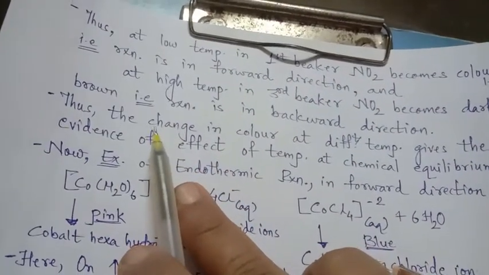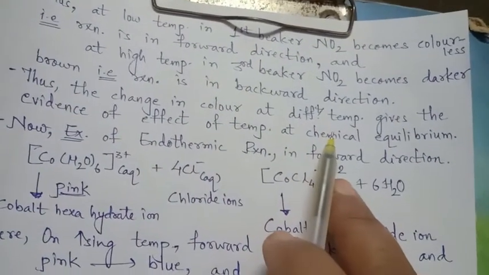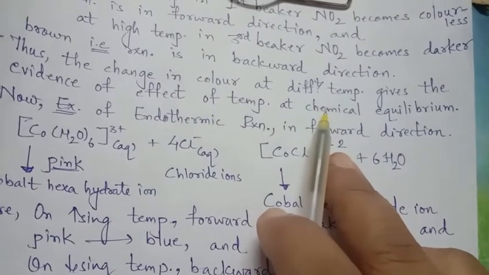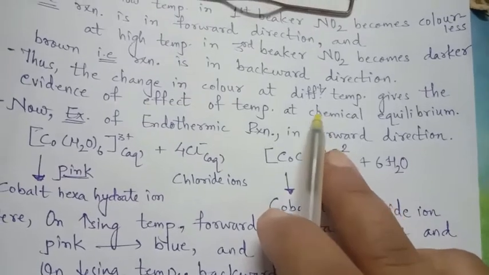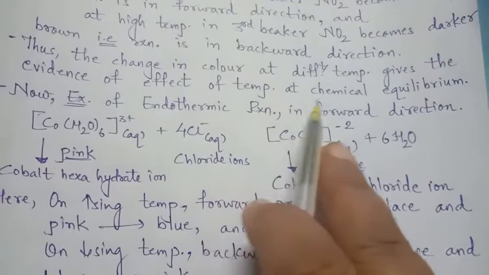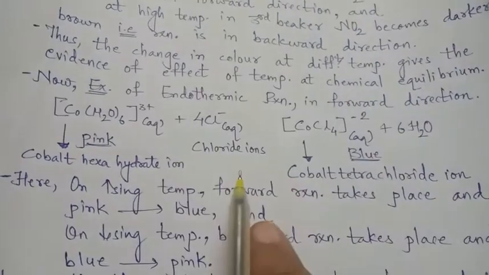So thus the change in color at different temperature. All three beakers we have taken with different temperatures. So the change in color at different temperature gives the evidence of the effect of temperature on chemical equilibrium.